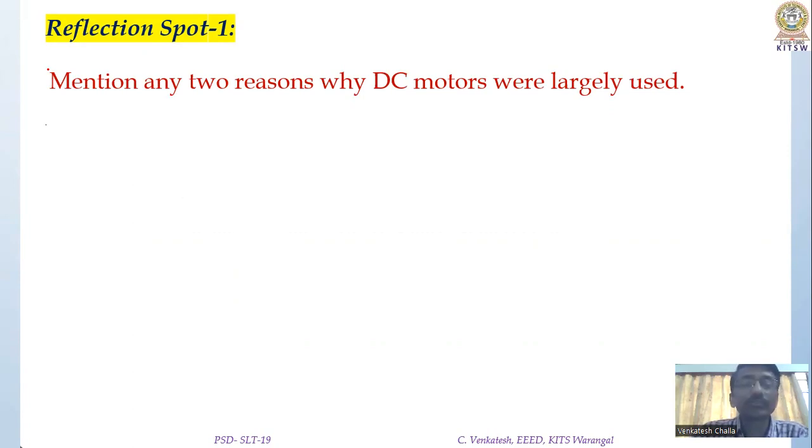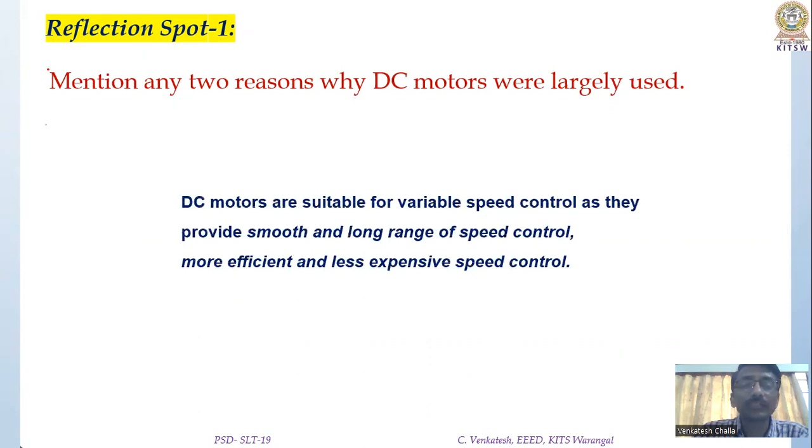Because they are suitable for variable speed control, and they provide smooth and long range of speed control. More efficient and less expensive speed control methods can be implemented. Sensing of speed is very easy. Control of speed is very easy in the case of DC motors.